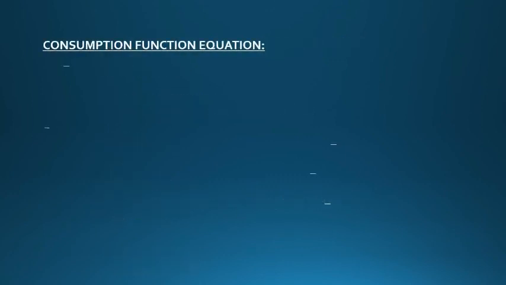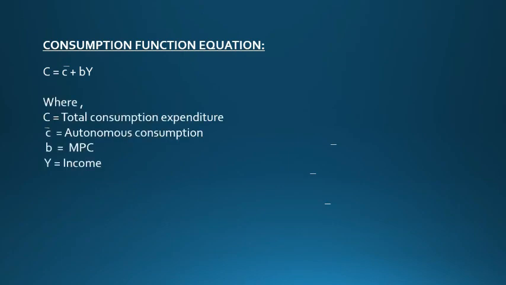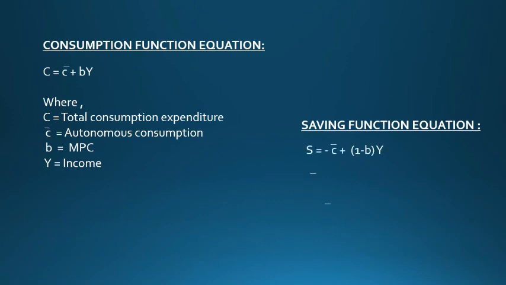Now, finding about the consumption function equation, it simply says that C is equal to bar C plus BY, where C is the total consumption expenditure, bar C is the autonomous consumption when the income level was 0 or low, B is indicated as MPC and Y is the income. Exactly, the saving function can also be derived as S is equal to minus bar C plus (1 minus B)Y. Here, S is the savings in the economy which are being planned, minus bar C indicates dissavings, 1 minus B is the MPS and Y is the income.